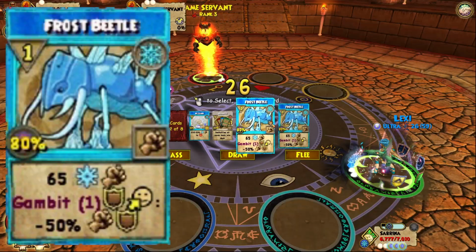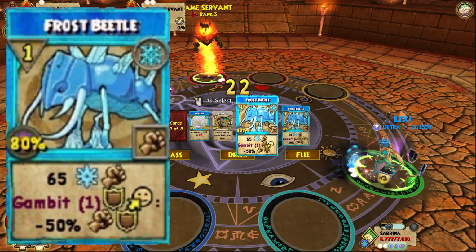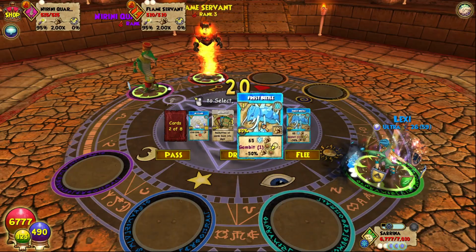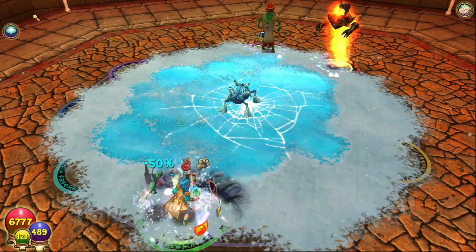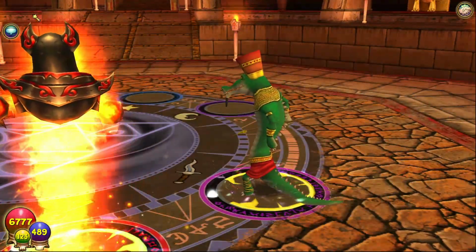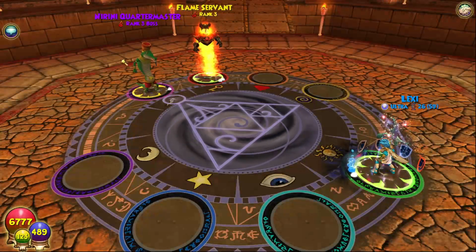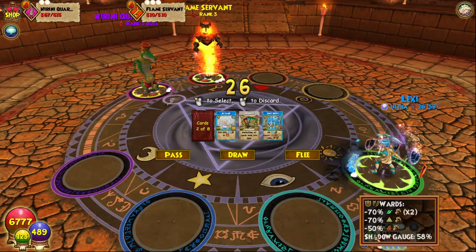Now, as you can see here, this spell is activated by a positive ward on self. So I'm going to go ahead and cast this Frost Beetle. As you can see, it took away one of the shields that I had on and replaced it with a shield of the enemy's school. So now I have a fire shield that was taken away from one of the mist shields.